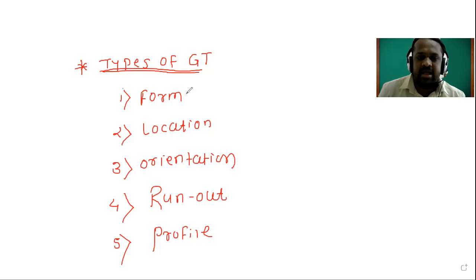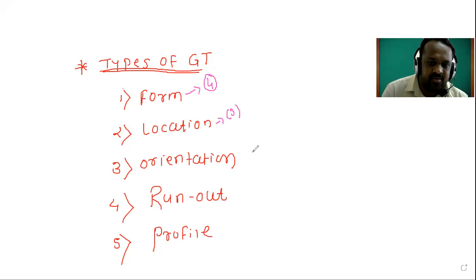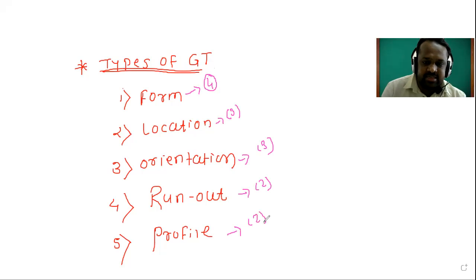Again, the form type is classified further. The form type has 4 characteristics. Location has 3 characteristics. Orientation has 3 characteristics. Runout has 2 characteristics, and profile has 2 characteristics. Then how many characteristics are there in total? Please make the summation of all. How many?